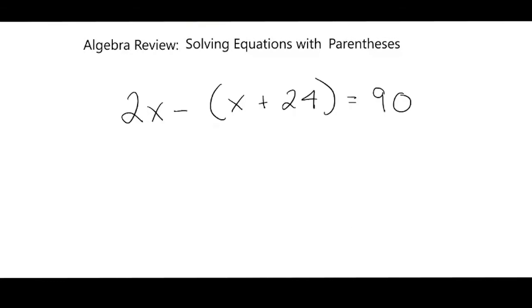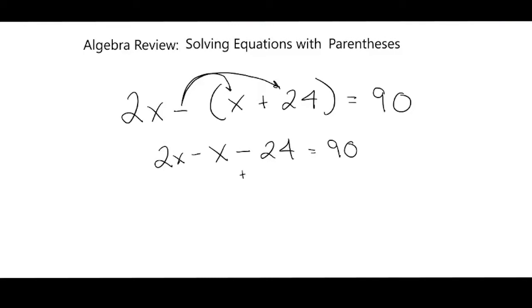So let's say we have 2x minus, in parentheses, x plus 24 equals 90. Well, when you have a negative or a minus sign on the outside of the parentheses, that's going to affect everything inside of the parentheses. So this becomes 2x minus x minus 24 equals 90.